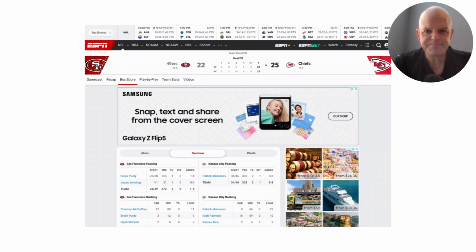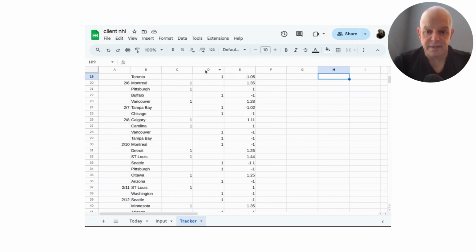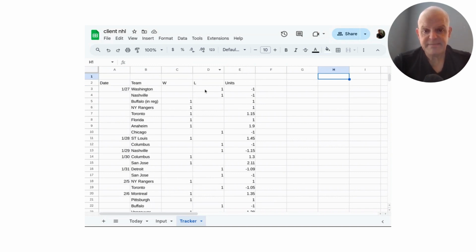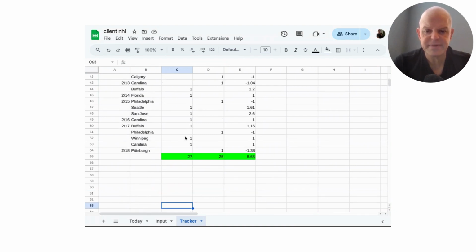Okay, now let's take a look at this. Again, I'm not going to show the stat or stats that my client's using, but this is his NHL model. We started this after working on it, started at 127, and now let's go all the way to the bottom here, 218. We lost Pittsburgh last night. So his model is 27 and 25, up 8.68 units, and that's in less than 1 month.